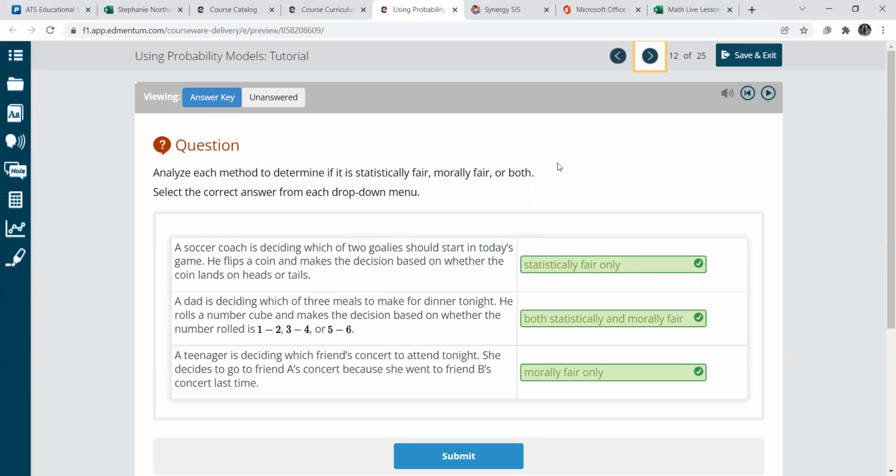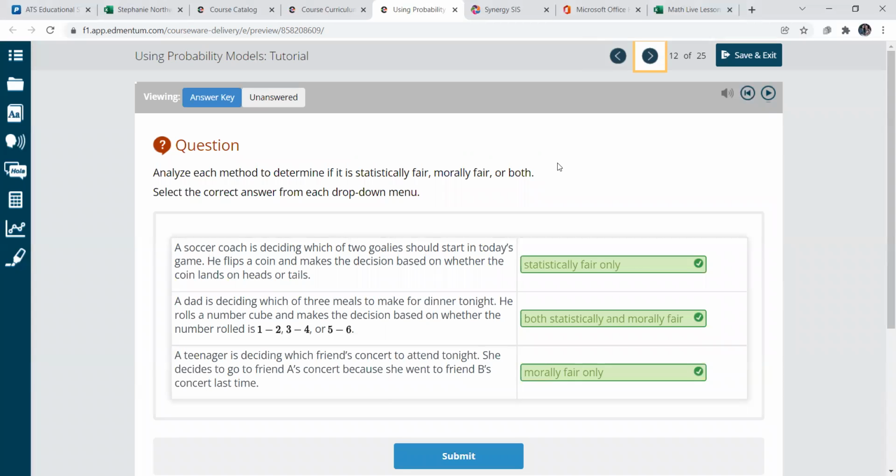Okay, so we can review these examples as well. The first one, a soccer coach is deciding which of the 2 goalies should start in today's game. He flips a coin and makes a decision based on whether the coin lands on heads or tails. It's statistically fair only because you're just landing on heads or tails. That's it.